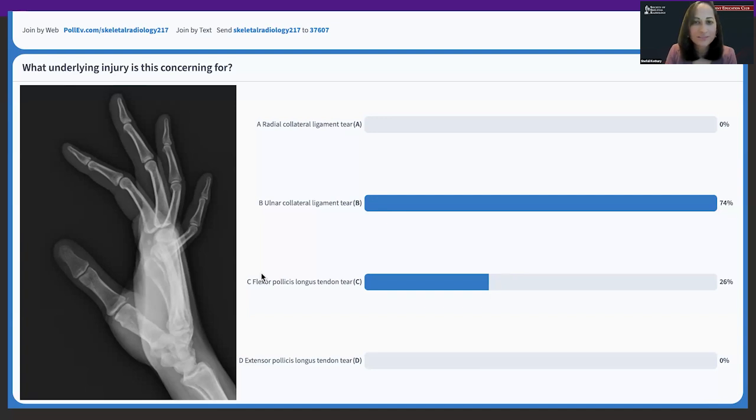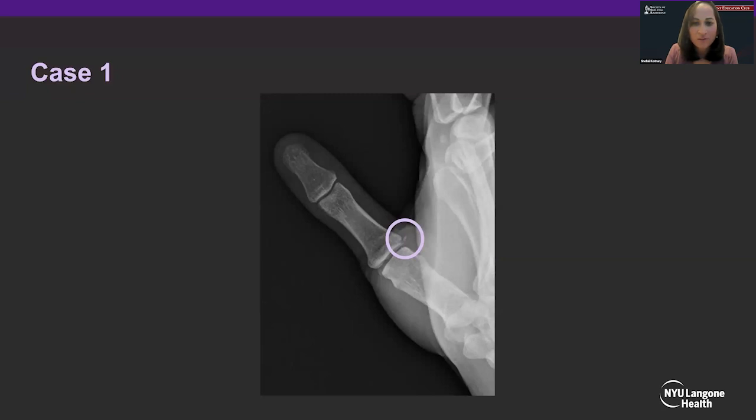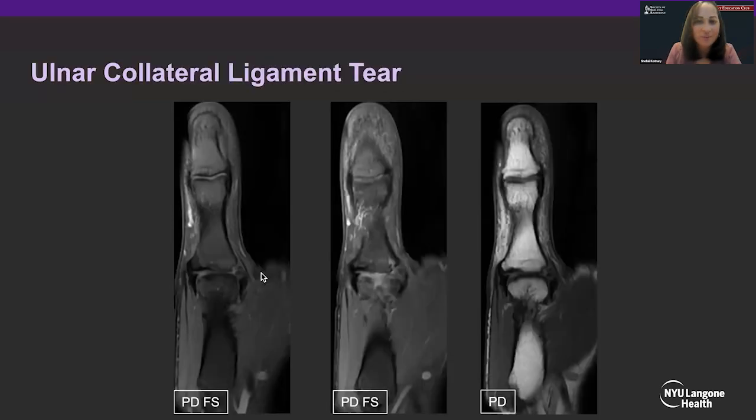Okay, so let's continue on. So our image showed an avulsion fracture at the ulnar aspect of the first proximal phalangeal base right here. Here we have the MRI images. We have proton density fat sat and proton density weighted sequences.